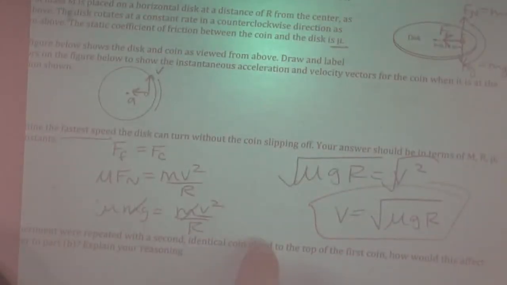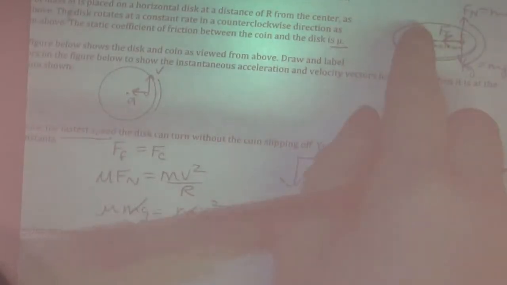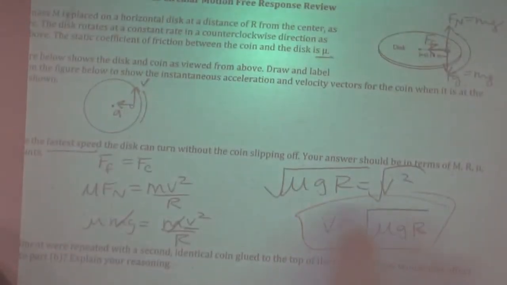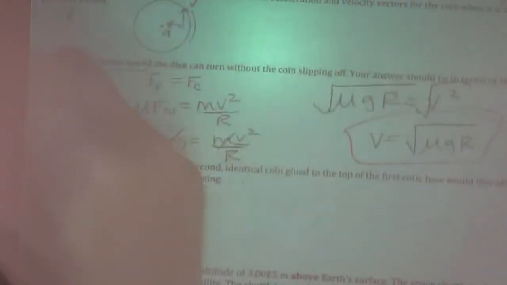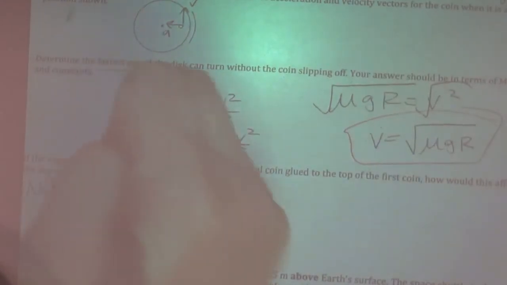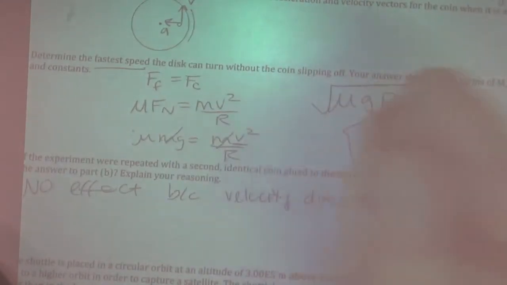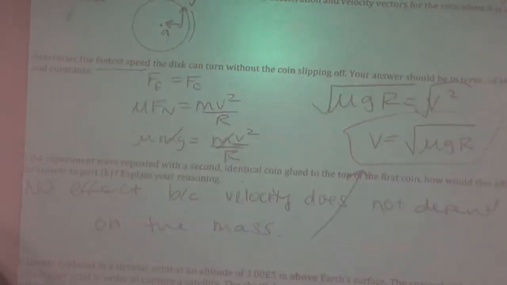Well, if you're adding a coin, then you're adding more mass. And if we look at our equation, the velocity depends on the radius and the coefficient of friction. There is no dependence on mass, so there would be no effect. No effect because the velocity does not depend on the mass. And your reasoning is that equation you just came up with.